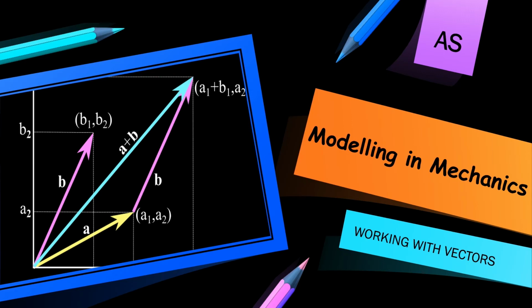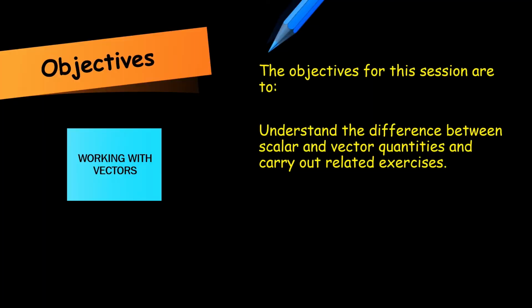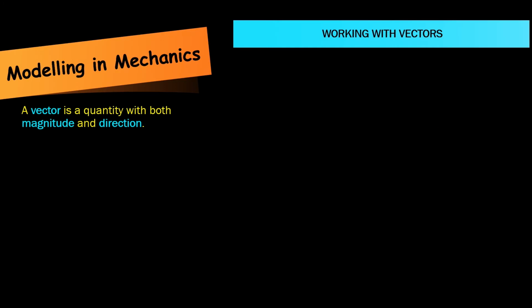Welcome to the session on modelling in mechanics, working with vectors. The objectives for this session are to understand the difference between scalar and vector quantities and carry out related exercises. A vector is a quantity with both magnitude and direction.